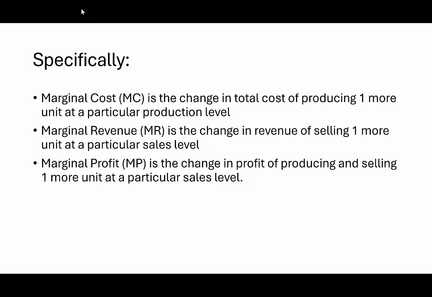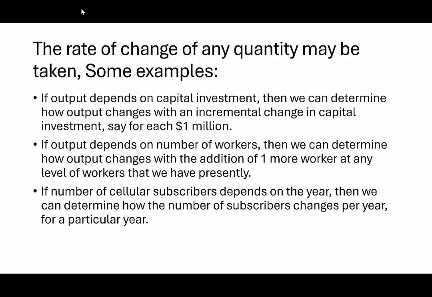So specifically, marginal cost is the change in total cost of producing one unit at a particular production level. Marginal revenue is the change in revenue of selling one more unit at a particular sales level. And marginal profit is the change in profit of producing and selling one more unit at a particular sales level.